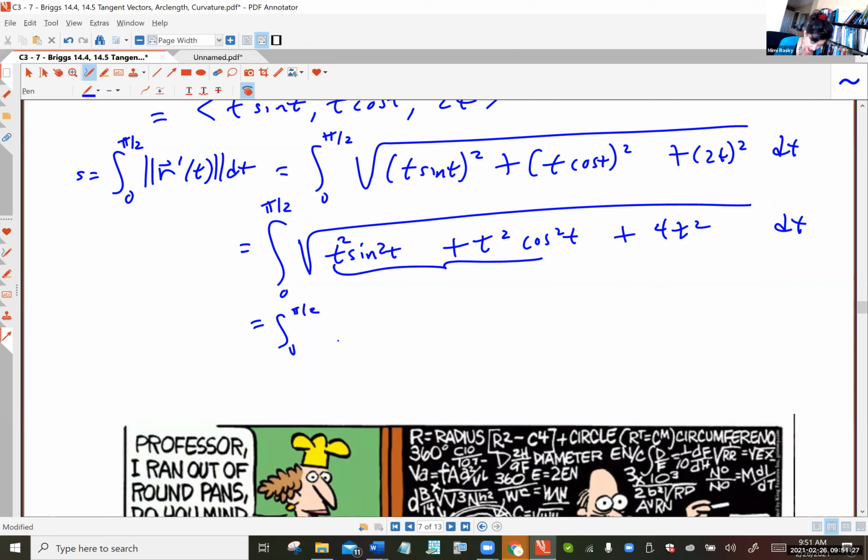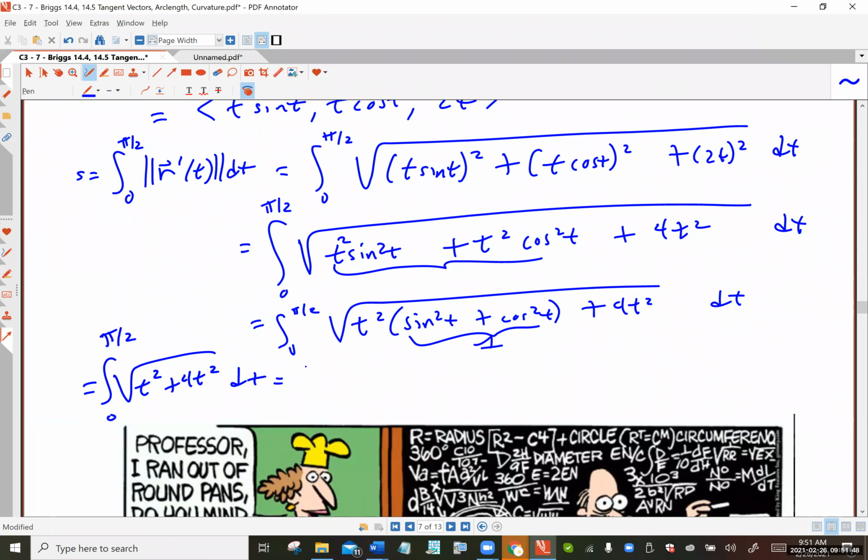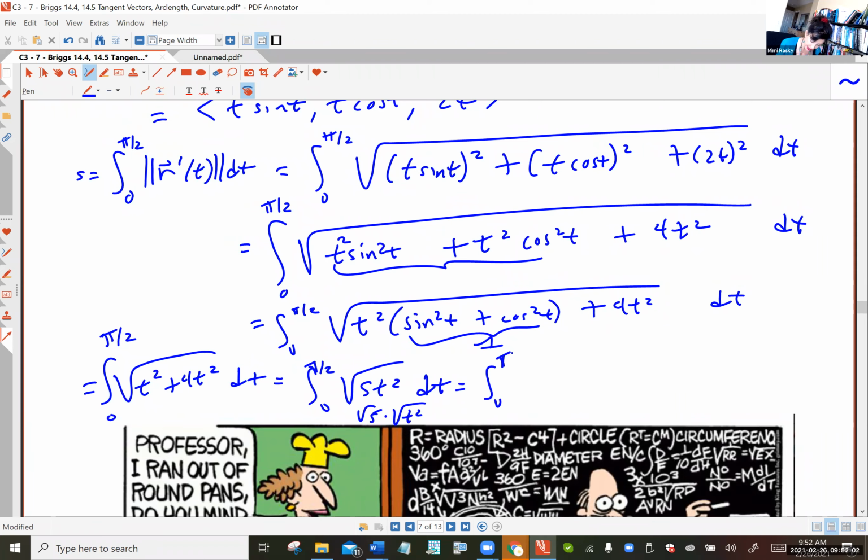If I factor out a t squared from the first two terms, then we know the trig identity there. And then the square root just has t squared plus 4t squared. But what does that add up to? I know I'm really fast here. You know, 1 plus 4 is 5. And then you're going to use the law of radicals, which says it's the square root of 5 times the square root of t squared. So I'm going to get the square root of 5 absolute value of t.